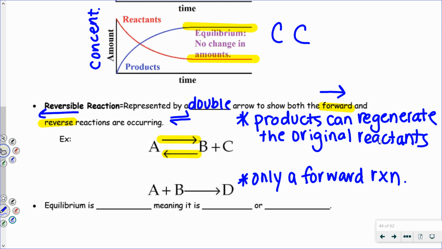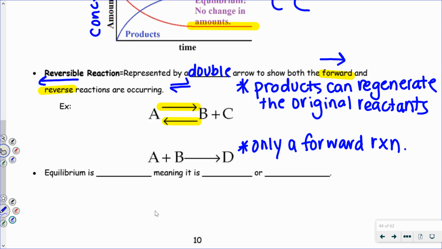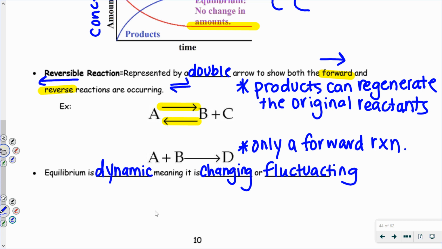Now you want to remember that equilibrium is dynamic. You're going to see the word dynamic equilibrium a lot. Now what the heck does that mean? Equilibrium is dynamic, meaning it is constantly changing or fluctuating based on the conditions around it. So it doesn't just stay static. It changes if the concentrations of things change or the temperature or the pressure. And we're going to see that tomorrow when we get into what is known as Le Chatelier's principle. But this is just a basic overview of what I mean by equilibrium.